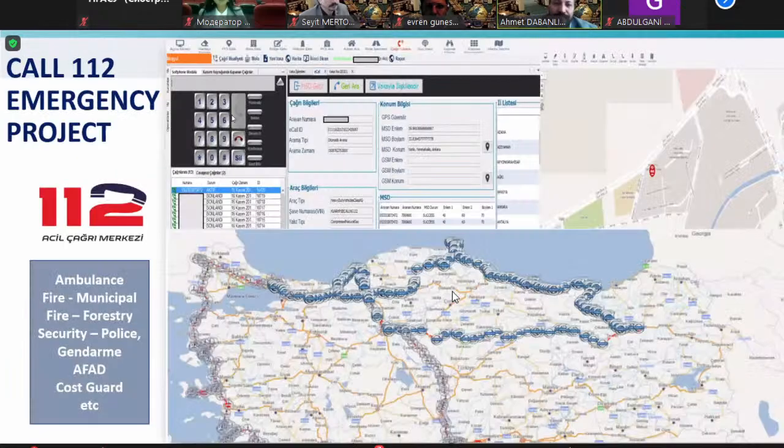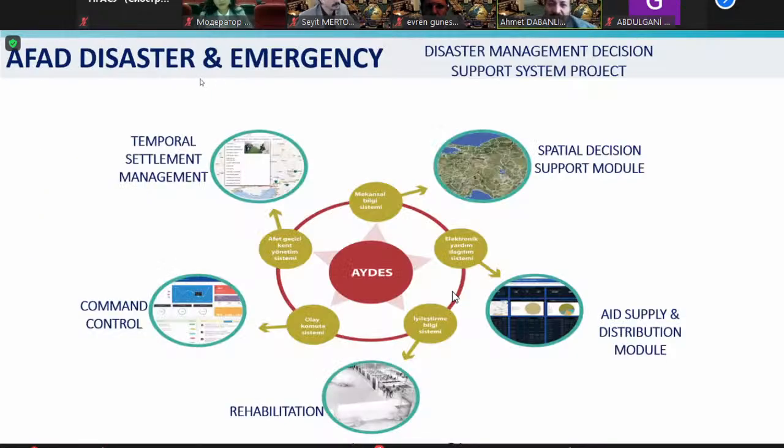In the Turkish disaster and emergency directorate, they made a tender for a disaster management system, a special GIS-based system. It has many options: a decision support module, aid supply and distribution module, rehabilitation, and command and control module. There is a temporary settlements module, and many more modules are included in this system.